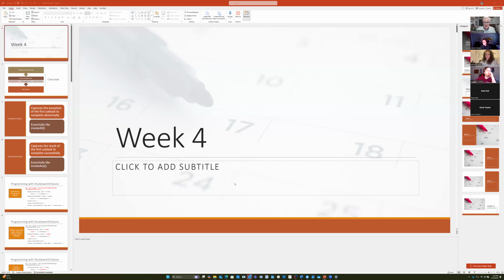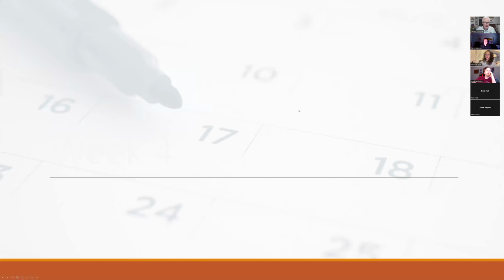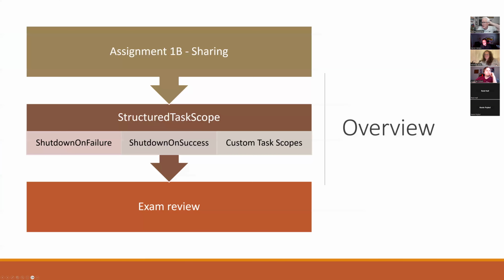All right. Let's take a look at this. So we already talked a little bit about 1B, like I said. We'll break out here at about 1:45, and then we'll spend the last 15, 20 minutes going over the exam. We're going to talk about structured task scope.